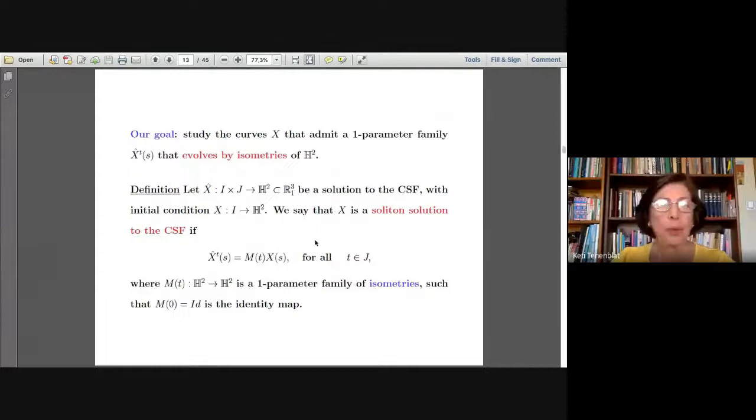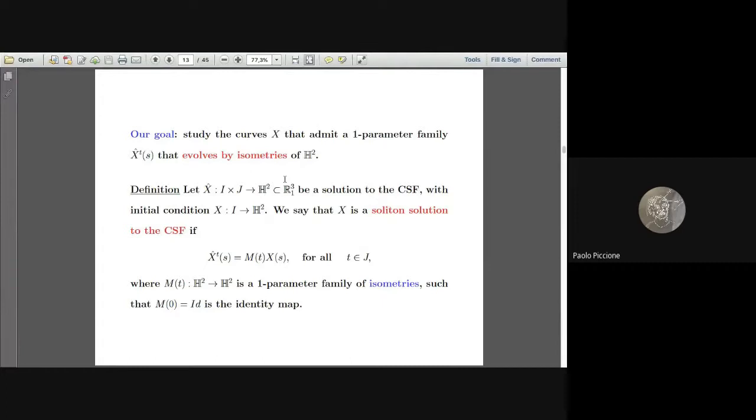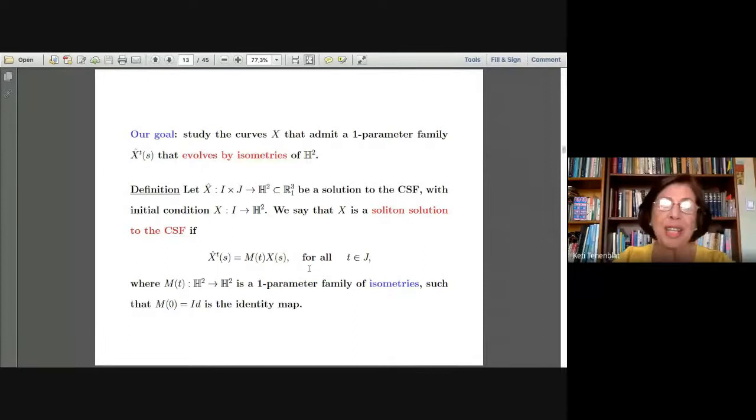Okay, so what we want to do is study the curves on the hyperbolic plane that admit a one-parameter family x hat t that evolves by isometries of the hyperbolic plane. Keti, by evolving by isometries, you mean that x hat t is given by the composition of some isometry of H2 depending on t? That's right. This is what we have exactly here in this slide.